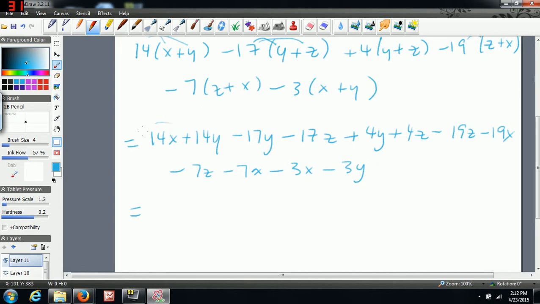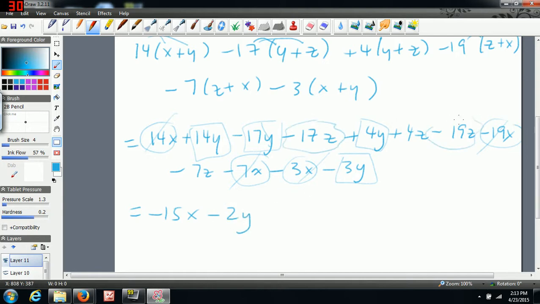Okay, so now let's go ahead and simplify this. So now we just add up like terms. So x, x, x, and x. Let's deal with those first. 14x minus 19x is going to be negative 5x. Minus 7 is negative 12, so that's going to be negative 15x. And once I'm done, I could just cross them out. Then I'm going to do the y's. So y, y, y, and y. So 14y minus 17y is negative 3y, plus 4y is positive 1y, minus 3y is negative 2y.